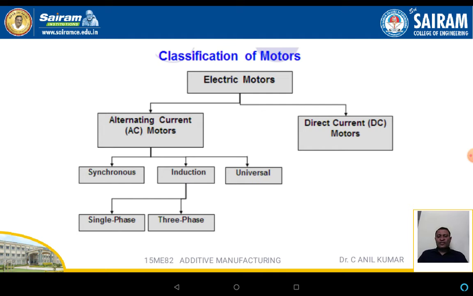Now, the classification of the motors. Electric motors are classified into alternating current motors and direct current motors. Alternating current motors are classified into synchronous, induction and universal. Even in the induction motors, there are single phase as well as three phase motors. Direct current motors are discussed further in the rest of the slides.